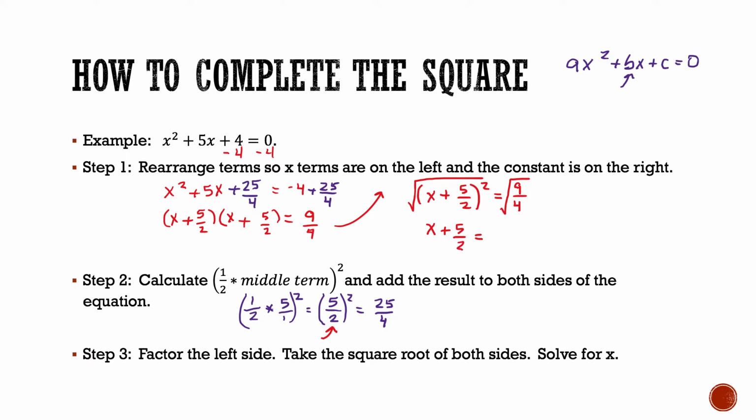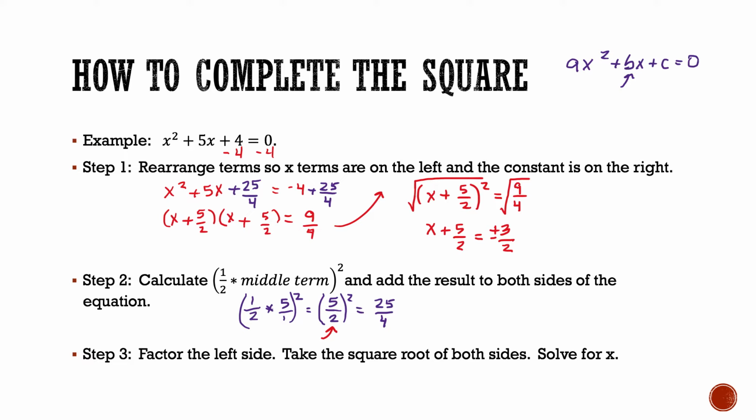When I take the square root of 9 over 4, I take the square root of the top and the square root of the bottom. So the square root of 9 is going to be 3. The square root of 4 is going to be 2. And remember that when you take the square root of a number in an equation, you have to consider the positive and the negative.